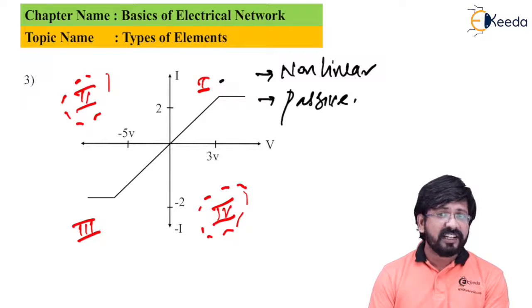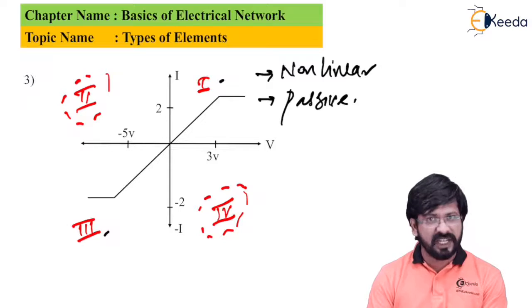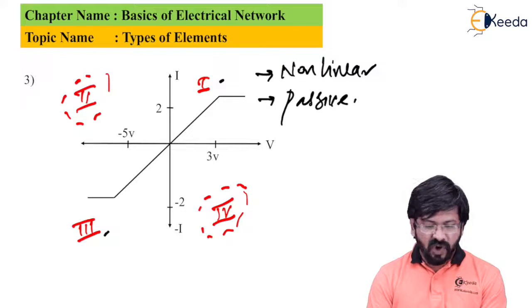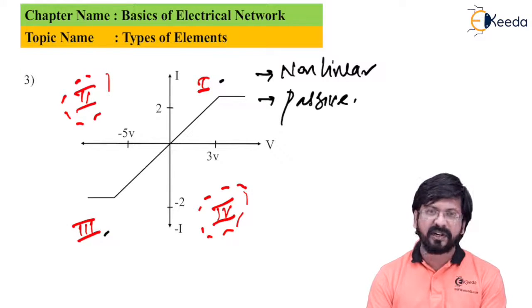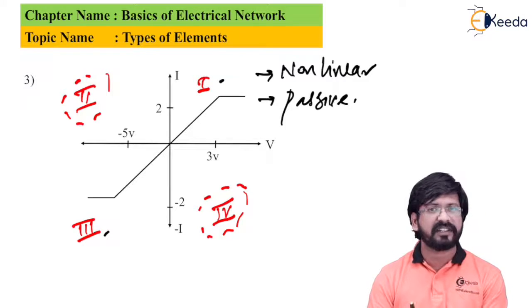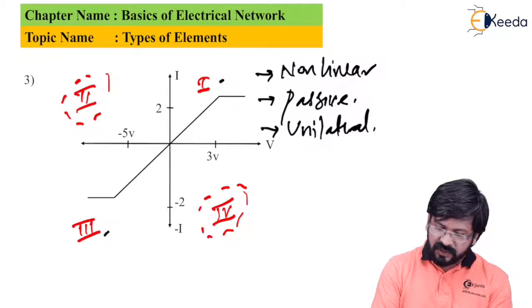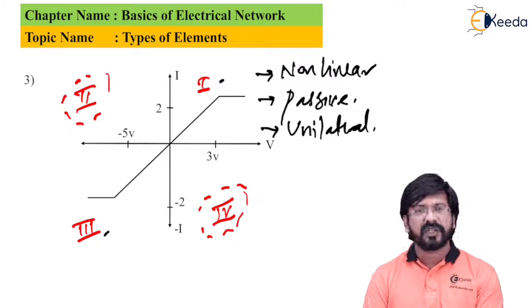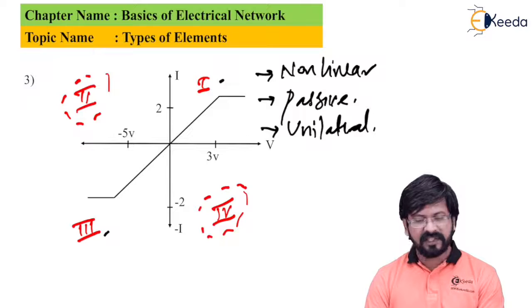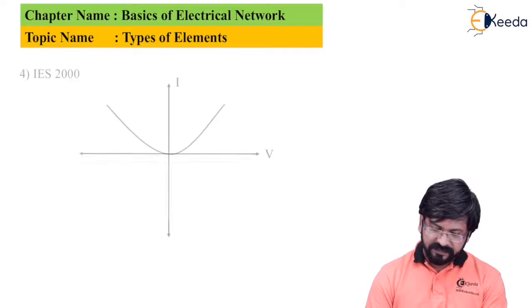It is a clear indication that in the first quadrant and third quadrant, the characteristic, even though it is similar, is not the same. Meaning that it is not behaving in a similar way in the first quadrant and third quadrant. So we can now conclude that it is not bilateral, meaning that it is a unilateral device. So the third category is that it belongs to a unilateral device. So what we can conclude from this third problem is that the given characteristic is non-linear, passive and unilateral. So let us go to the fourth problem now.